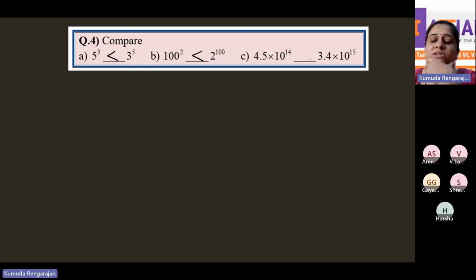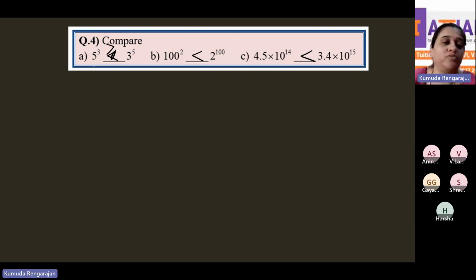The third one. Ma'am, it's 3.4 into 10 to the power 15. That's greater, is it? Yes, ma'am. As for option A, I got 5 to the power 3 greater than 3 to the power 5.